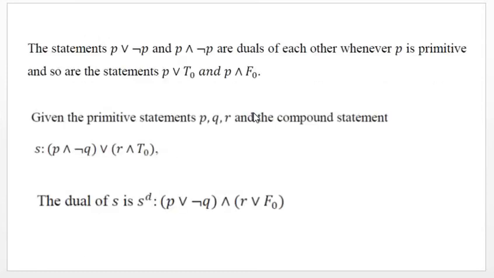For example, the statements P or negation P and negation P are duals of each other whenever P is primitive, and so are the statements P or T naught and P and F naught.